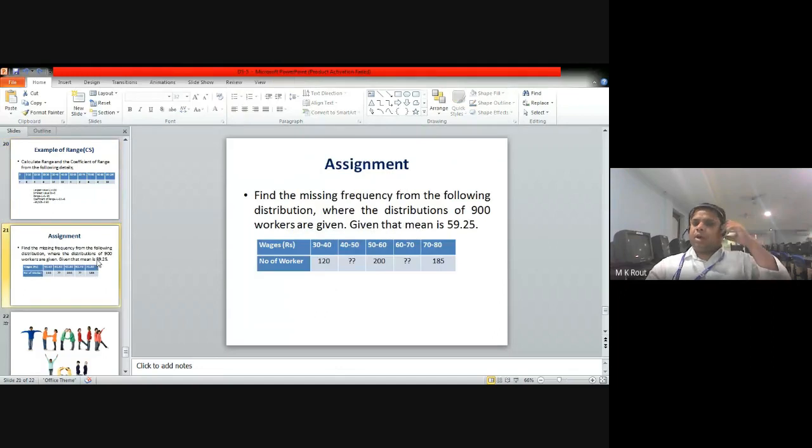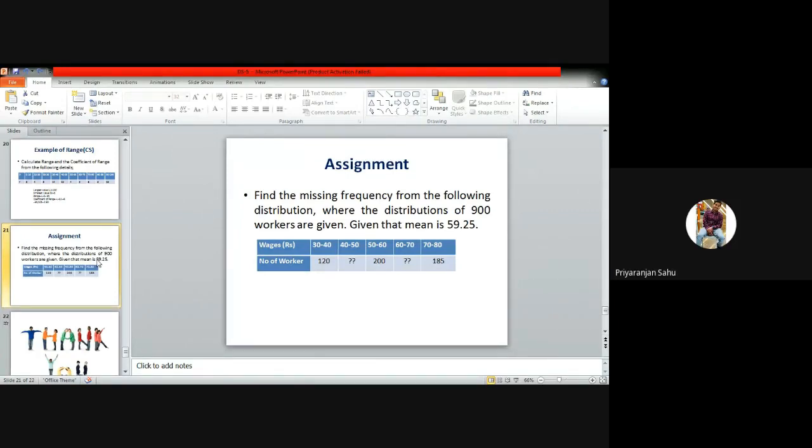Yes, sir. Okay. So there is a small assignment for you. Find the missing frequency from the following distribution, where the distribution of 900 workers is given, and the mean is given, that is 59.25. Clear? So you have to identify the missing frequency from the wages and number of workers. Here I repeat, mean is given and number of workers is given, that is n is already given. It is your duty to complete this assignment or add this assignment in your assignment copy.